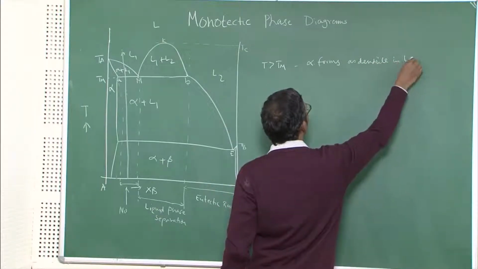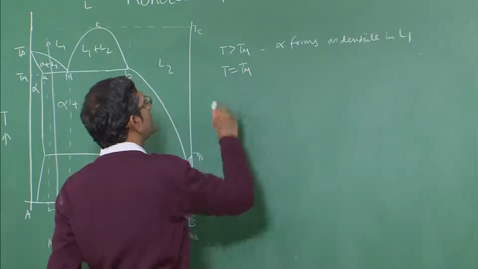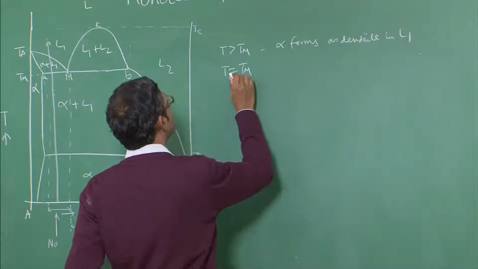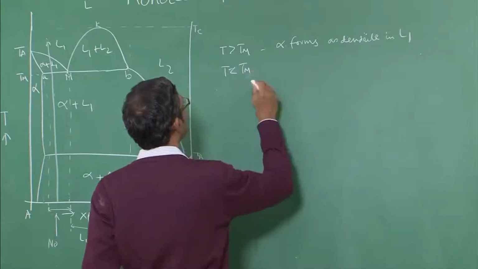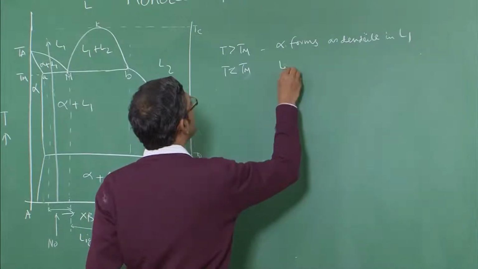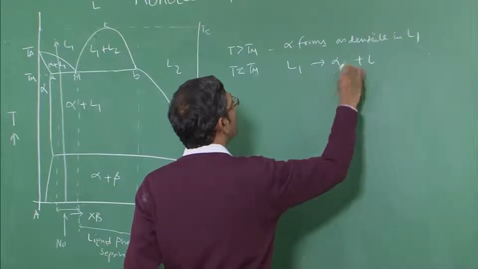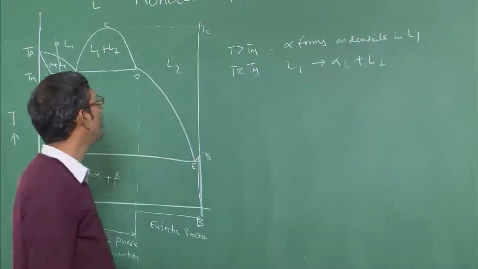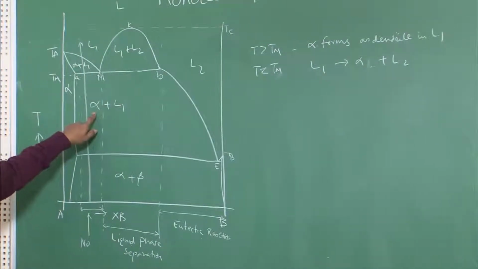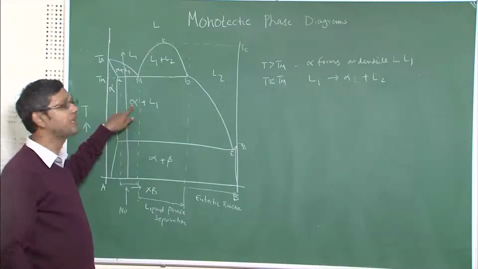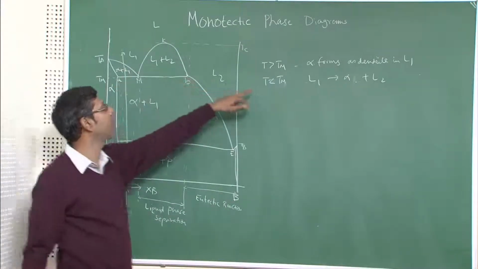in L1. Now at temperature T equal to Tm, there is a monotectic reaction, or you can say at a temperature a little lower than Tm, because it will not happen exactly at Tm, liquid L1 will undergo the monotectic reaction leading to alpha plus L2. So now we are going to form a new alpha, but it is not really new, it is the same as this, the only difference being that this alpha has a little higher concentration of B than the alpha formed here.